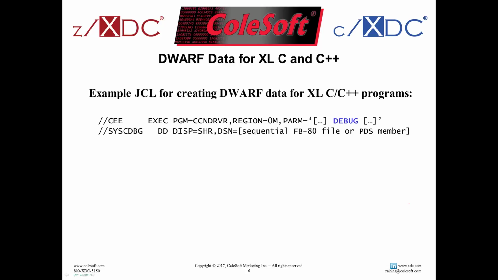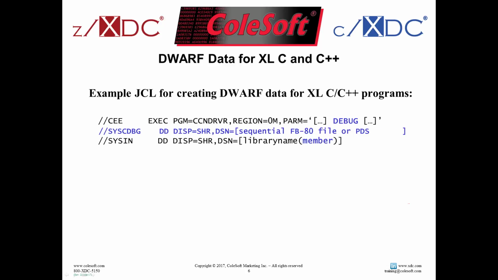Then add a SYSCDBG DD card for receiving the Dwarf output data. The record format must be fixed and the record length must be 80. The output file will, of course, be sequential. You may specify either a sequential dataset or an explicit member of a partitioned dataset. Or if you leave the member name off, then the SYSIN file must be a PDS member, and the SYSCDBG output will be written to a member having the same name.